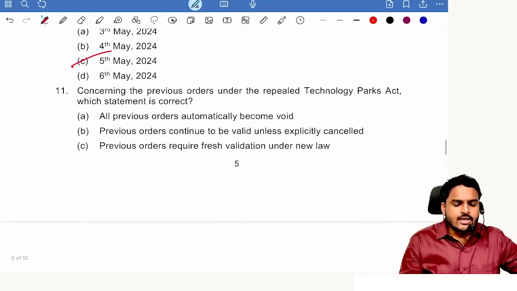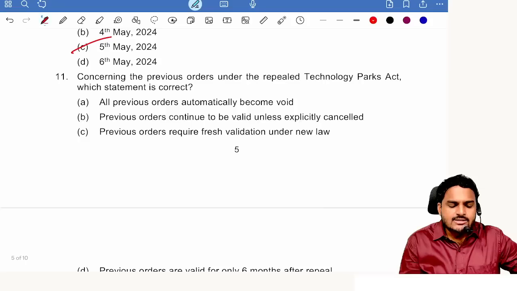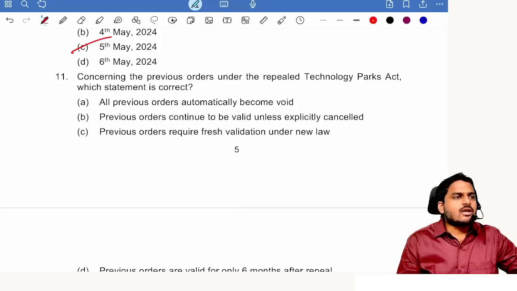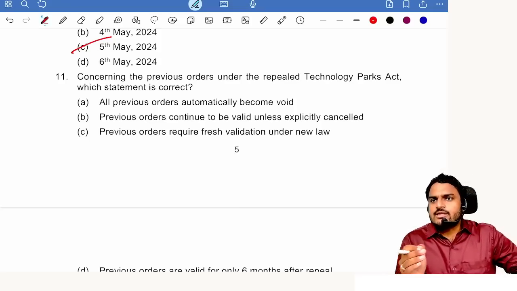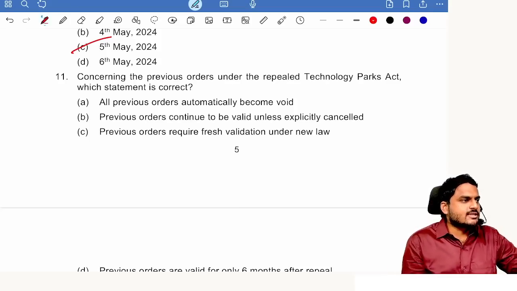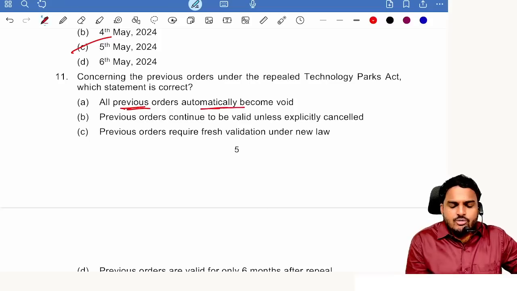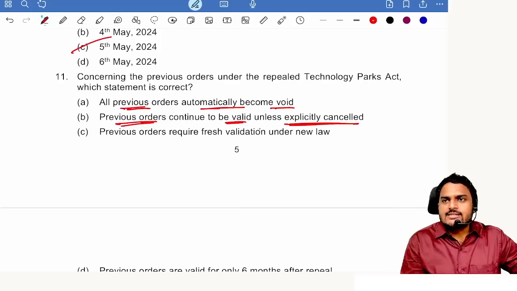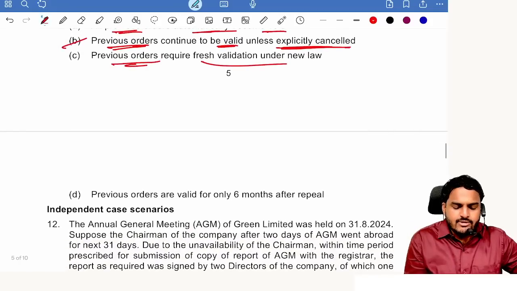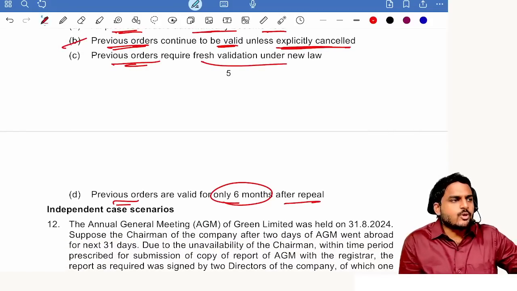Clear? Concerning the previous orders under the Repealed Technology Parks Act, which statement is correct? About repeal they are asking. Repeal shall not revive previous repealed laws. Repeal shall not affect pending prosecutions, previous operations, previous rights, previous punishments. Correct? All previous orders automatically become void. Previous orders continue to be valid unless explicitly cancelled. Correct? Next one, correct. Previous orders require fresh validation. Not there. Previous orders are valid only 6 months after repeal. This point is also not there.